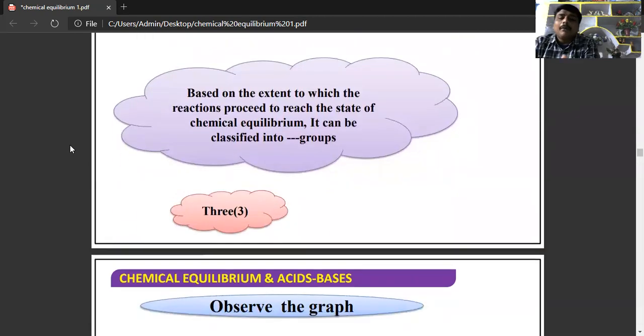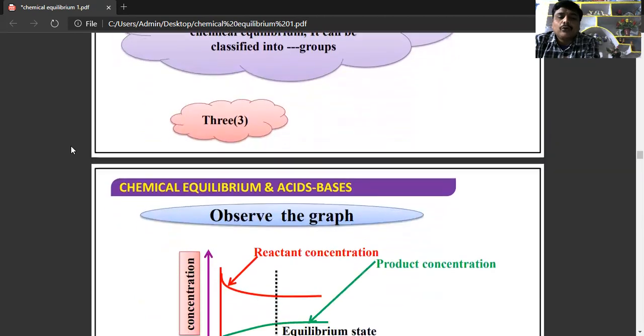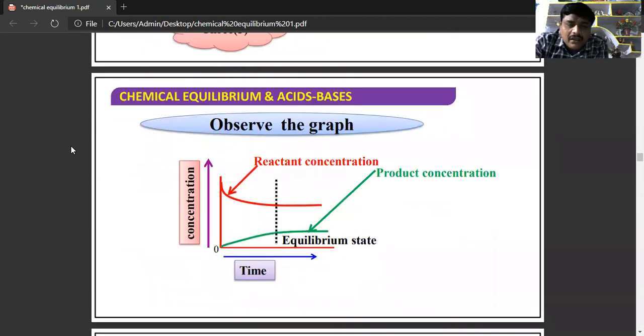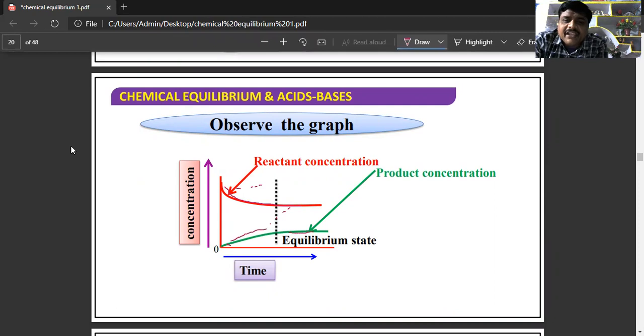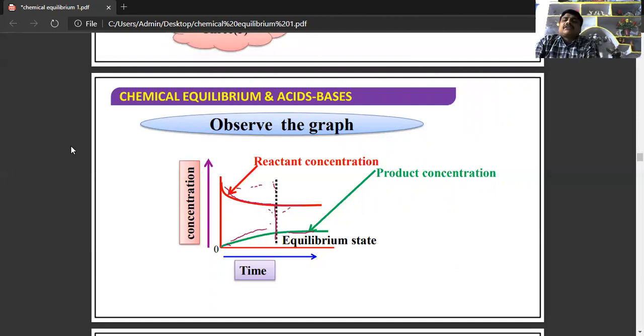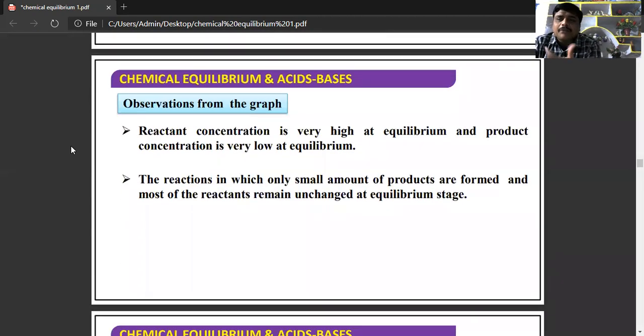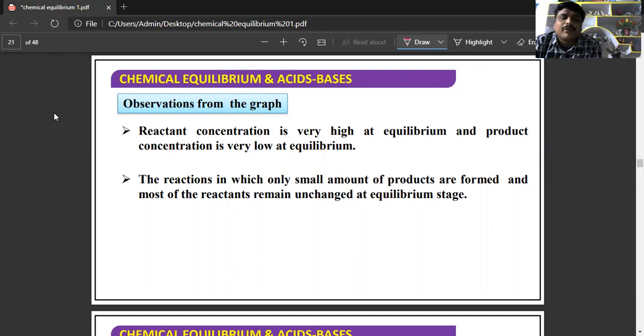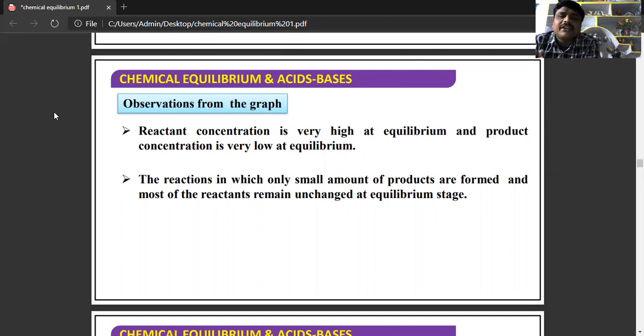Based on the extent to which reactions proceed to reach the state of equilibrium, they can be classified into three groups. If you see the graph between concentration and time, as time progresses, the reactant concentration continuously decreases and the product concentration continuously increases. This is the equilibrium state, at which there is no change in the concentration of reactants or products. What observations can be drawn from the graph? The reactant concentration is very high at equilibrium and the product concentration is very low at equilibrium.